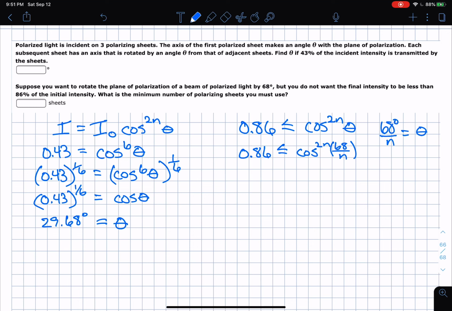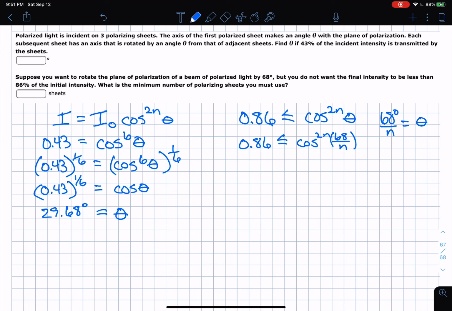So how do we get the answer? Well, we're just going to go to an old tried and true approach that we haven't used much in this class, not explicitly anyway, but just trial and error. So what I'm going to do is set up n. I'll set up a little table here. And this 0.86, remember, that's the minimum of I over I naught. I'm just going to put in values for n and calculate what I get. So we'll just start with 1.